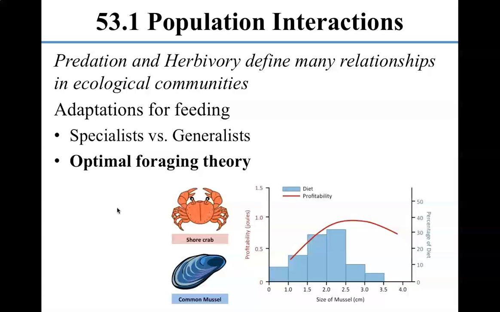Squirrels, my favorite. Squirrels are specialists. They eat acorns. That's about it. They might eat some other nuts like walnuts or whatever, but they have a very limited type of food that they can consume. Generalists are the opposite. Generalists can eat several different types of food. A black bear is an example of a generalist.